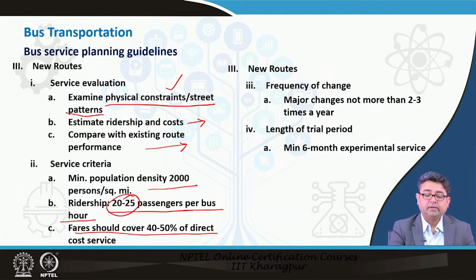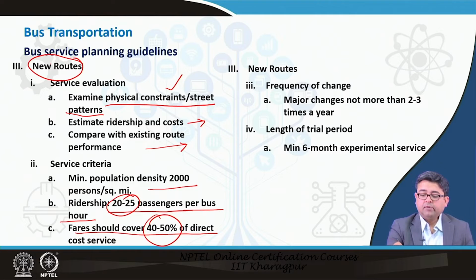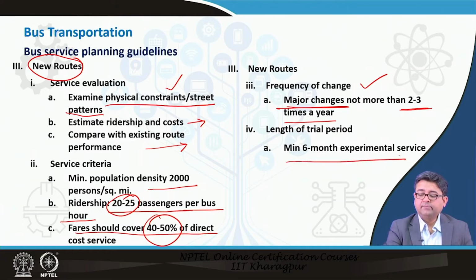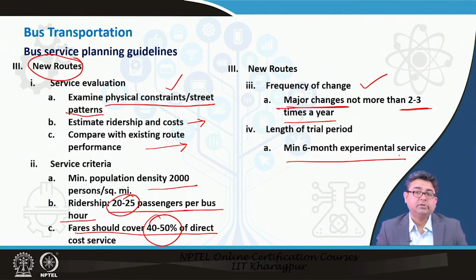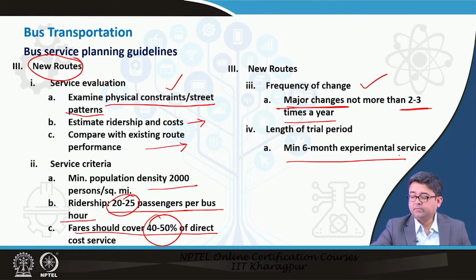If the fares are not covering 50%, that means the demand is not enough or the population density is not enough to get you a new route. However, you should not very often make changes to bus routes. It is usually said that no more than 2 to 3 times a year major changes should be made. Minor changes are fine, but major changes such as adding new routes, increasing the frequency should not be done much, and always have an experimental time period during which you are testing out this new service to see if it is working out. If not, it has to be reverted back.